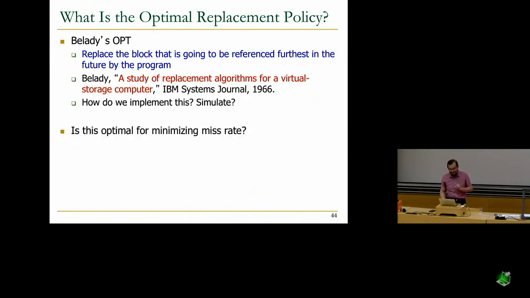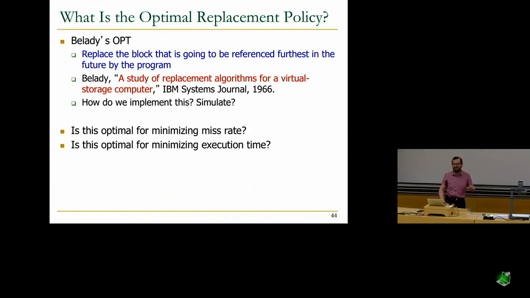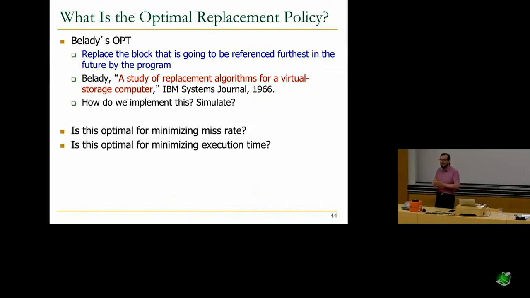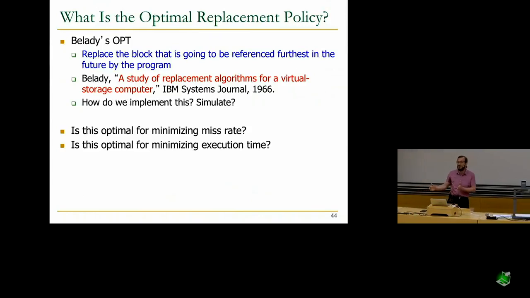Well, how do you implement this? You cannot implement this. Is this optimal for minimizing miss rate? The answer should be yes. Is this optimal for minimizing execution time? The answer should be no. So the moral of the story over here is, miss rate is a good indicator of execution time, but it's not the only thing that affects execution time, right?